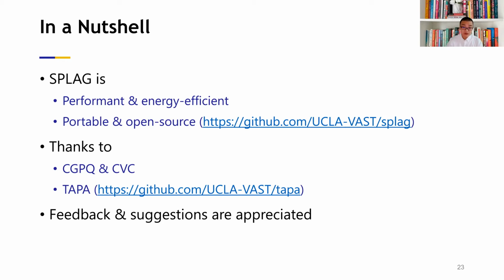Written in Tapa HLC++, Splat is easily portable to a different FPGA with a different configuration, as we just demonstrated in the previous slide. Even better, Splat is open source, not only with the paper artifacts and pre-built bitstreams, but also the full source code and its history on GitHub. You are very welcome to review, download, and modify the implementation. Feedback and suggestions are much appreciated.